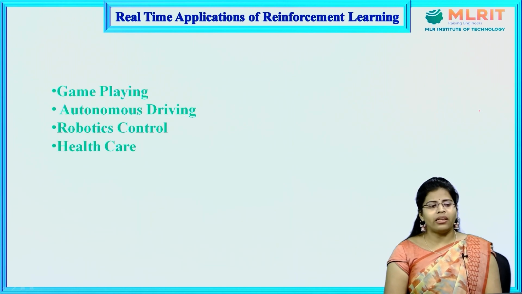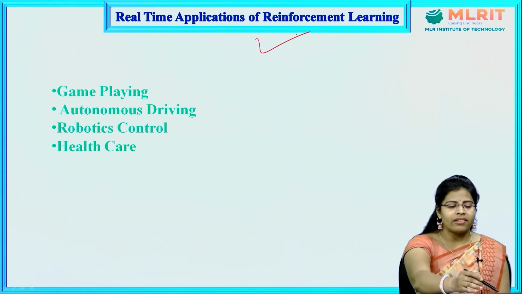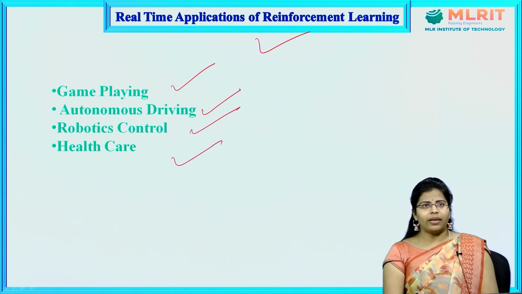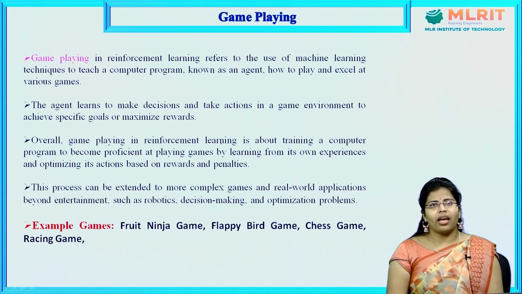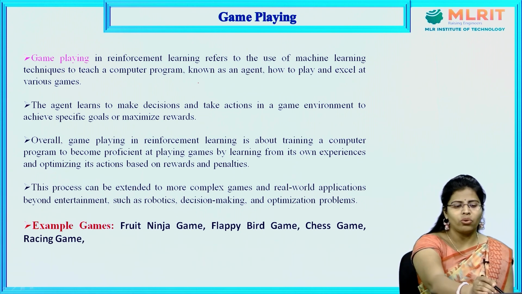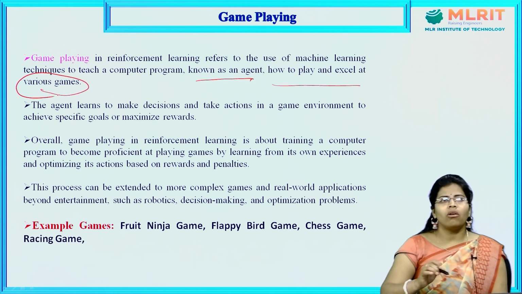Let me tell you some real-time applications of reinforcement learning. It works in game playing, autonomous driving, robotics control and healthcare. Let me explain each in detail. Coming to game playing. Game playing in reinforcement learning refers to the use of machine learning techniques to teach a computer program, known as an agent, how to play and excel in video games or other games.